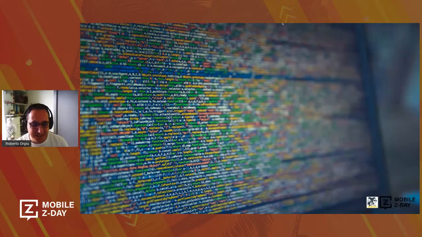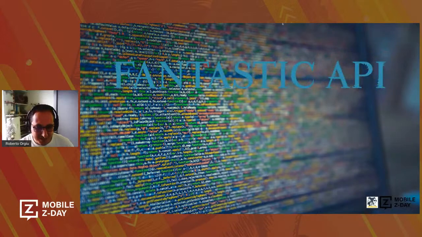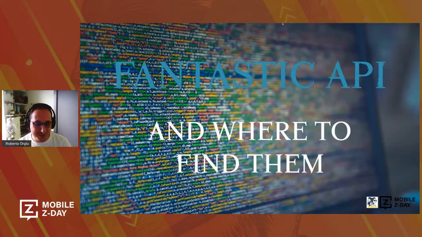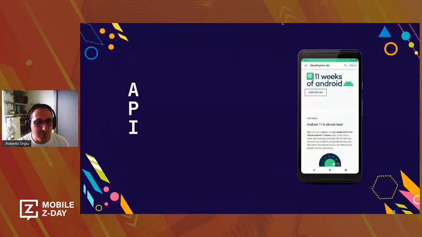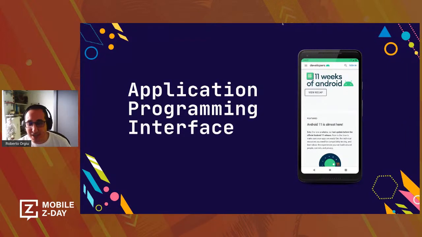Okay, so let's get started right now with the title, which is one of the most animated slides that I usually make. So let's start from the very basics. That is, what is an API? API is an acronym that stands for Application Programming Interface. And it is mainly a set of functionality, or actually even better, a contract between one developer and another.